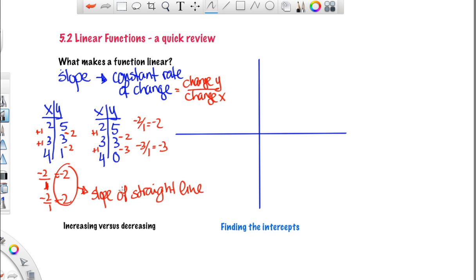In terms of pictures, linear functions are straight lines. So we talked about that before. Let's draw a straight line here. Let's say that we have a straight line like this. Let's make that 3. And we'll make this one 4.